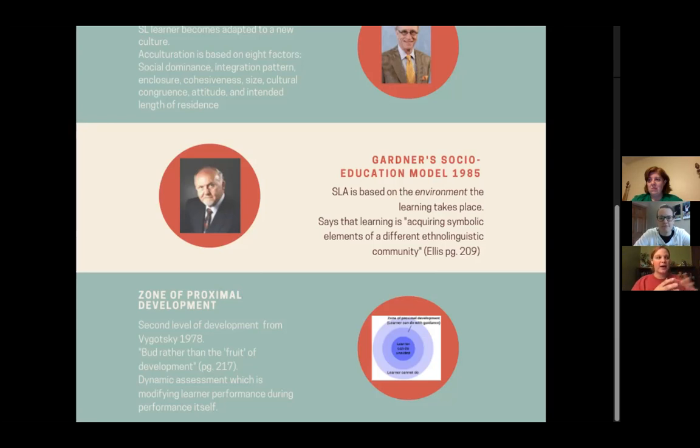It goes back to last week, with the modified output and input, where the learner says something, it's corrected, it's changed, and that is dynamic assessment, which is modifying learner performance during the performance itself. So you're really getting good interaction. It has to do with the second language learner and either the teacher or another person in the society. Anyway, I think my cat's going crazy.